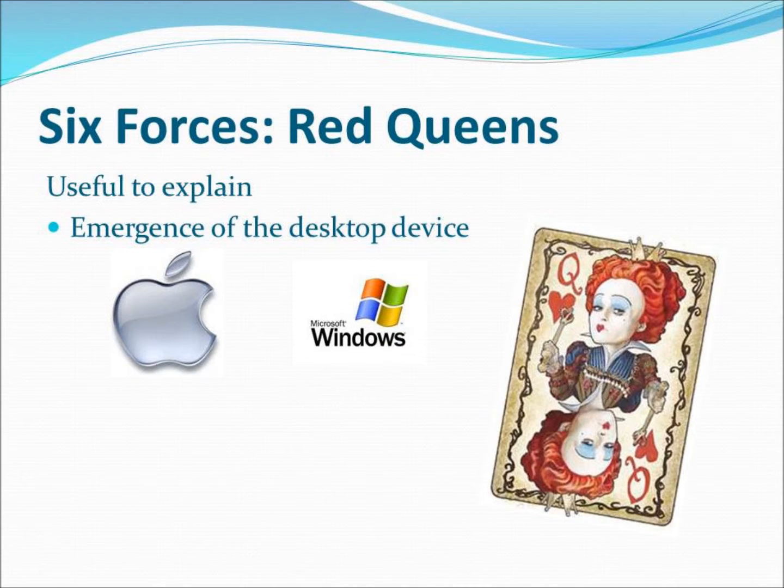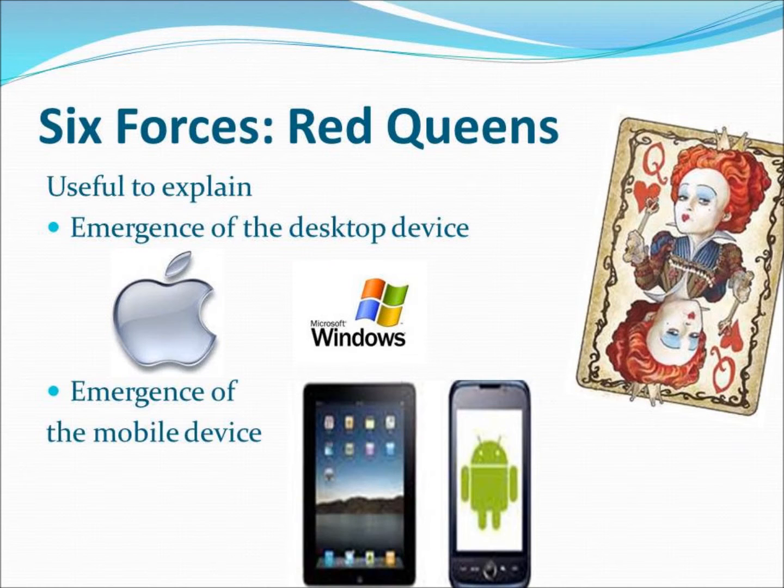Thornburg suggested that the Red Queen force explains how, when two technologies are in fierce competition with each other, they gain an advantage over their competition by becoming more effective in meeting new needs. The Red Queen is the operant force that drove the competition between Apple and Microsoft in the computer market. Also, this driving force is visible and useful in explaining the emergence of the mobile device, with fierce competition between the Apple devices and those powered by the Android operating system.